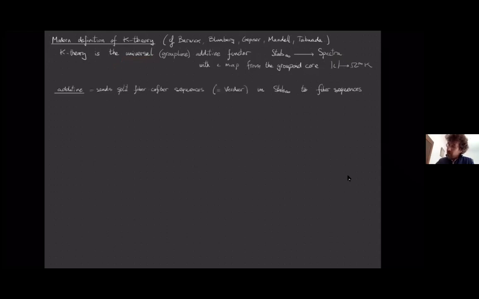So I did not say what additive really means, and I'll say it now. Additive means that it sends certain types of sequences that are both fiber sequences and cofiber sequences in that world to fiber sequences in spectra. So you get long exact sequences in homotopy groups, etc. These fiber-cofiber sequences I'll call Verdier sequences. And of course, it's part of the beauty of infinity categories that you can actually make sense of fiber-cofiber sequences in this infinity category of categories.